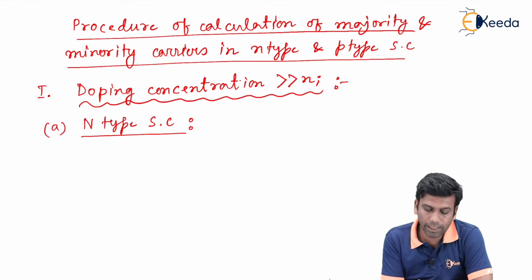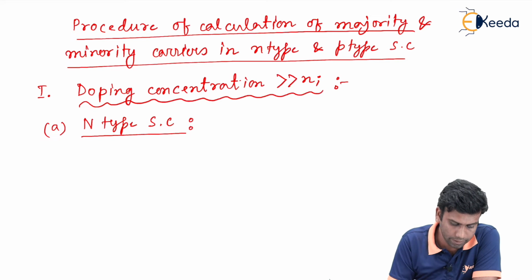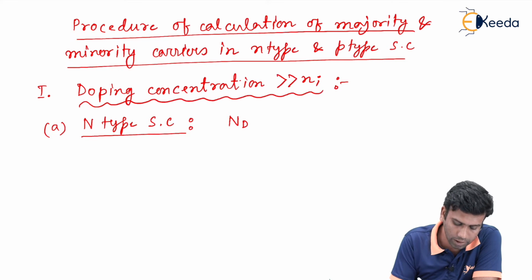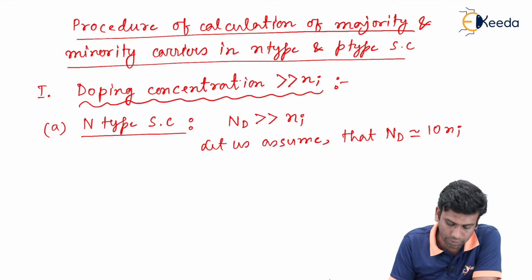If in an N-type semiconductor the doping concentration is very much greater than the intrinsic carrier concentration, then we can write that the doping concentration, meaning the concentration of donor ions, that is Nd, will be very much greater than Ni. So, let us assume that Nd is nearly equal to 10 times Ni, that is the intrinsic carrier concentration.